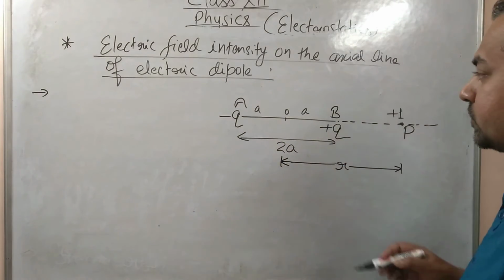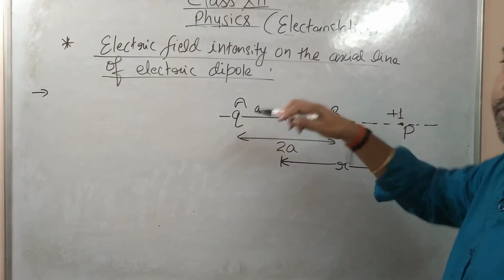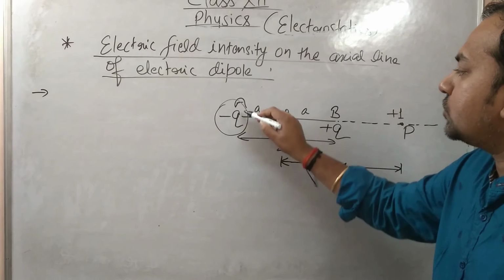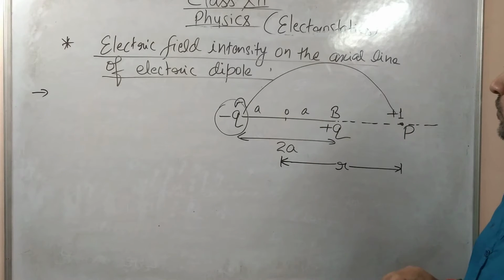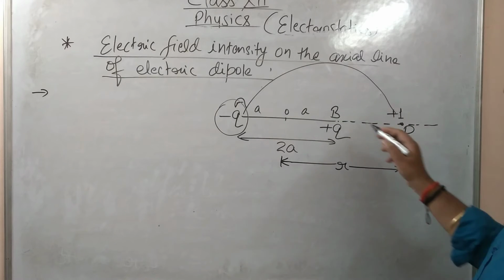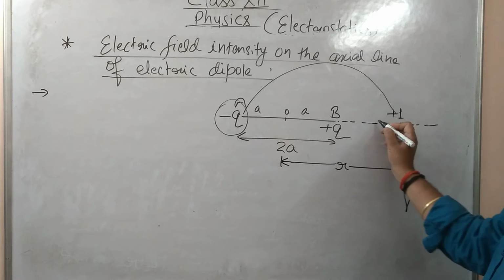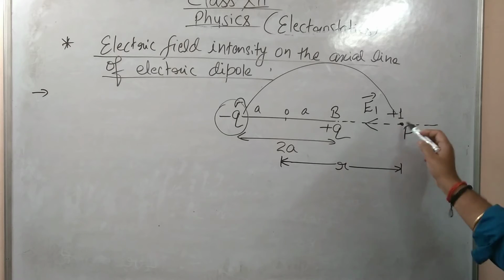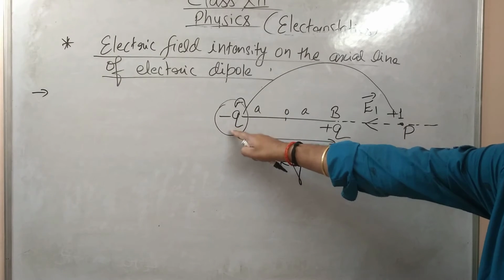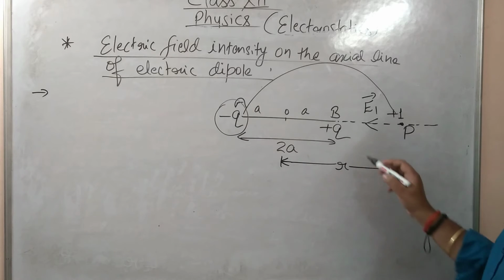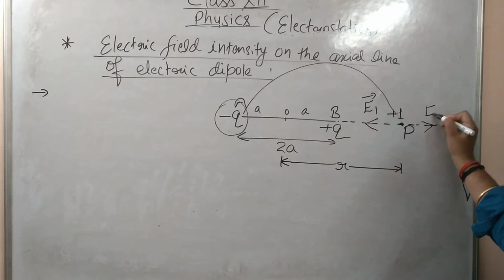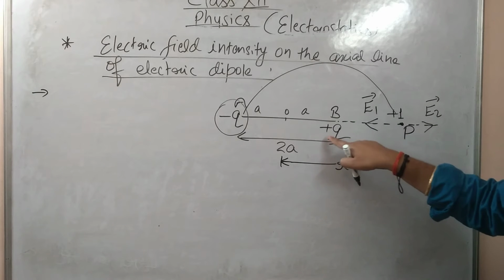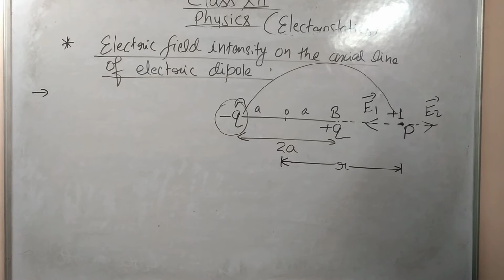First of all, taking one by one, what is the electric field intensity due to this minus q charge at point P individually? So let us consider E1. E1 is the electric field intensity at point P due to this minus q charge individually, and E2 is the electric field intensity at point P due to this plus q charge individually.